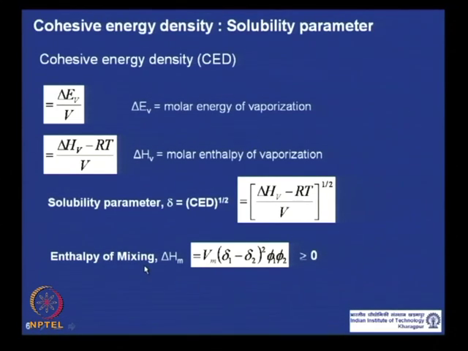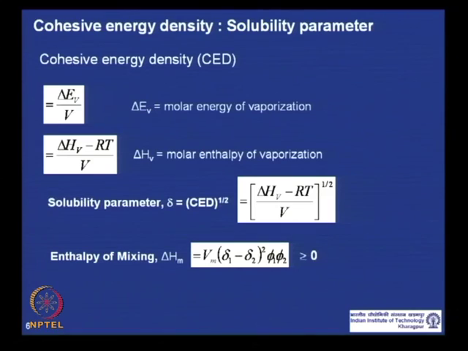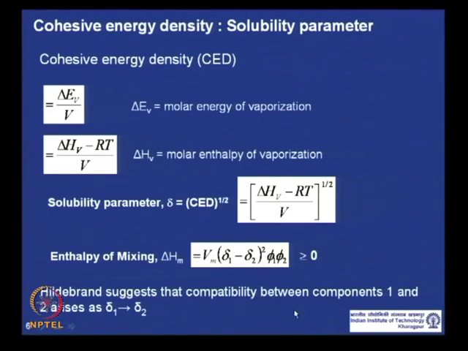So, if you think about the Gibbs free energy of mixing, which is delta H minus T delta S, obviously the lower the value of delta H, the better the mixing, and if it is negative, then obviously it favors mixing most. But in this case, because it is positive or 0, the case where delta H mixing would be 0 will be most favorable for mixing, and if it is positive, then the lower the value of delta H_m, the better it will be for mixing. As Hildebrand suggests, compatibility between component 1, which is the solvent, and component 2, the polymer in this case, arises when you have smaller differences between the solubility parameters of the two components. If they are the same, that is the base case where delta H_m would be equal to 0.